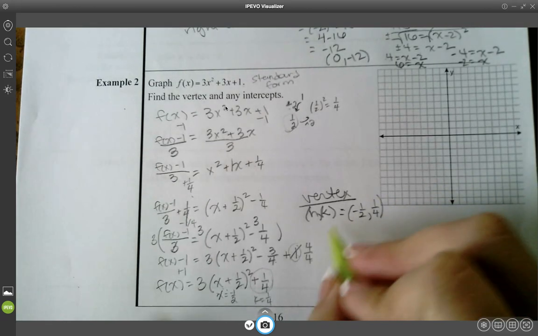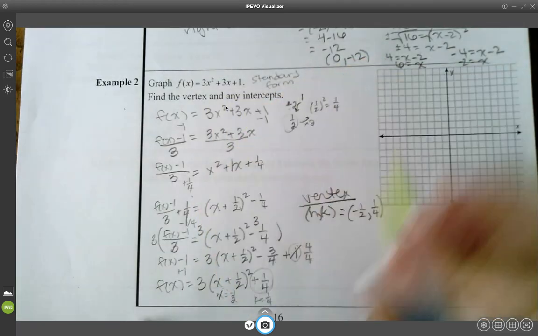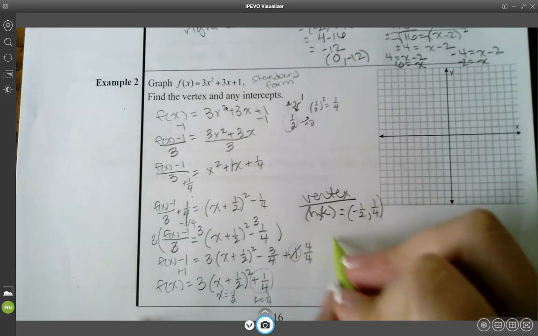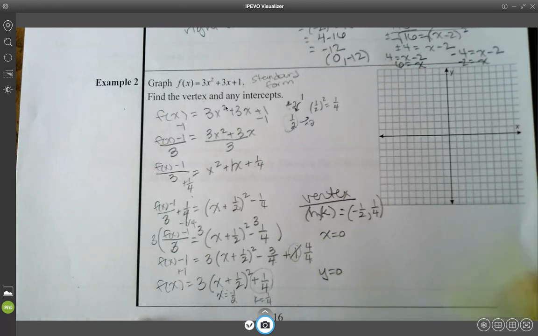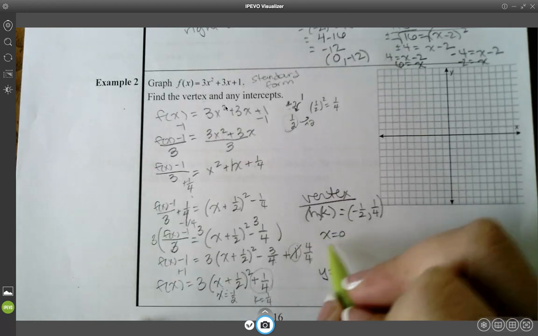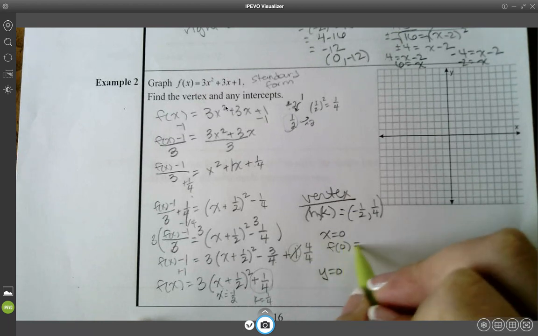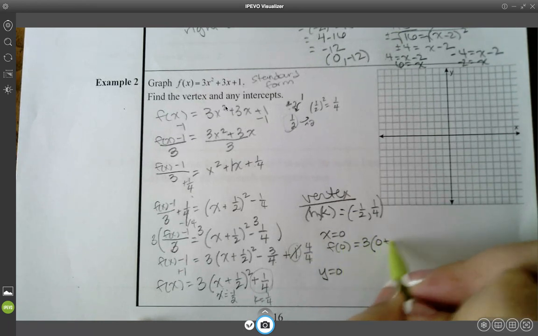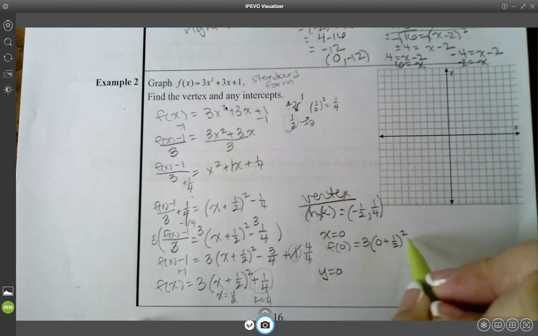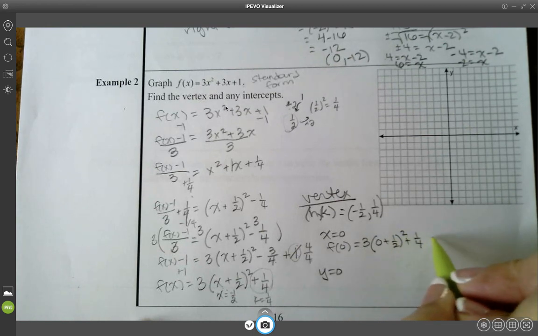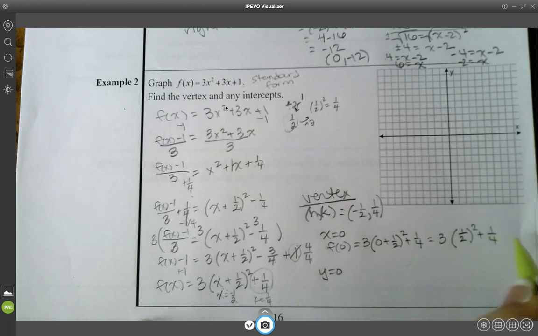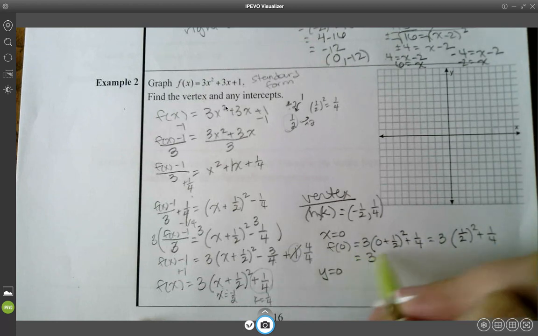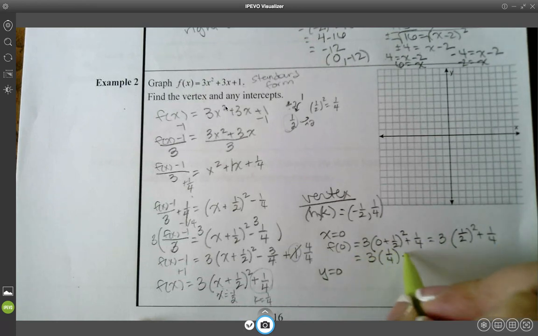Okay, and then we also want to find any intercepts. So remember, that's in the step above where we set x equal to 0 and y equal to 0. So when we set x equal to 0, we're finding f of 0, 3 times 0 plus 1/2 squared plus 1/4, which is 3 times 1/2 squared plus 1/4, which is 3 times 1/4 plus 1/4.